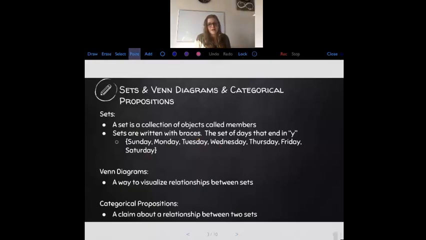Now with this set, you could have written the days that end in Y in any order, just making sure that they're denoted by a brace on the left and a brace on the right. The days Sunday through Saturday would be the members of this set. A Venn diagram is a way to visualize relationships between sets, and categorical propositions are a claim about a relationship between the sets. So in the next set of examples, we'll go over the types of Venn diagrams you'll see, the sets that are contained within them, and then statements we could make from the picture.